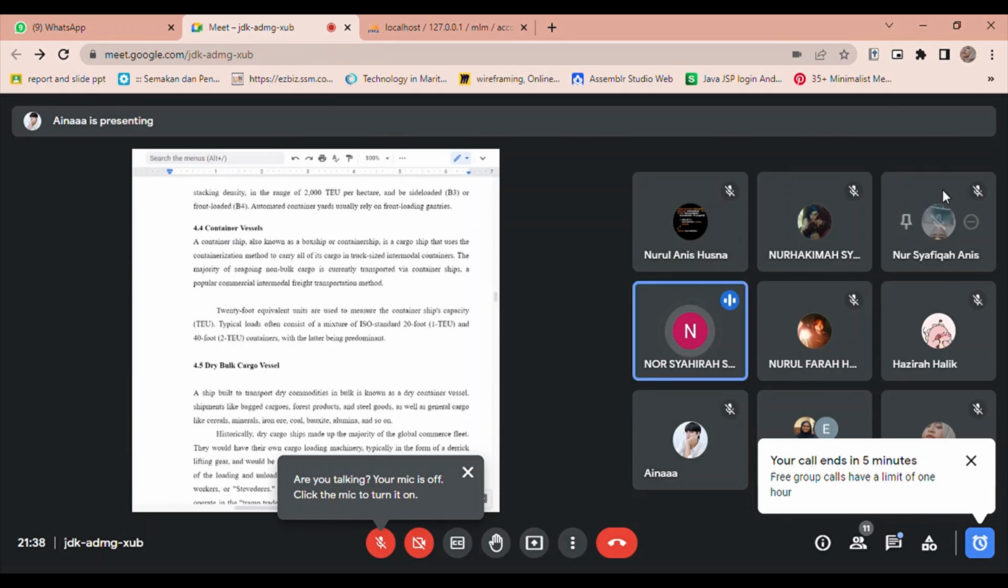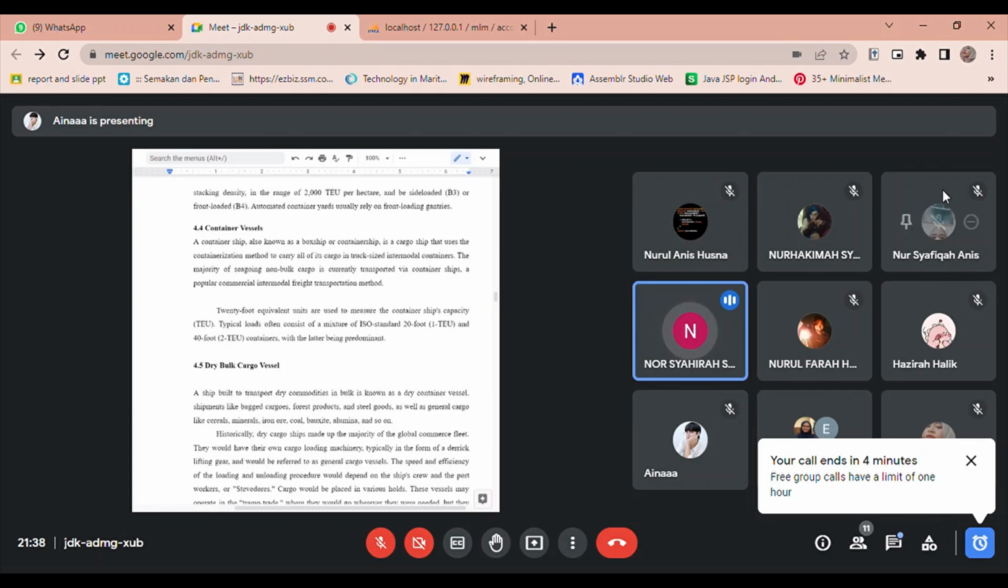Next is container vessel. A container vessel or container ship, also known as a box ship, is a cargo ship that uses the containerization method to carry all its cargo in truck-sized intermodal containers. It is a popular commercial intermodal freight transportation method.